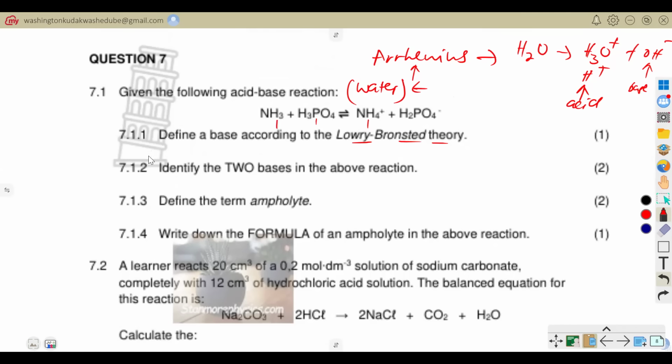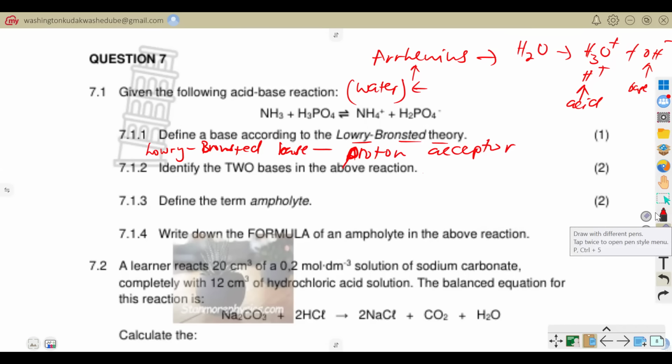So a Lowry-Bronsted base will be defined as a proton acceptor. So you define a base according to the Lowry-Bronsted theory by just saying that it is a proton acceptor. You would say that a Bronsted base, or else a base according to the Lowry-Bronsted theory, is a proton acceptor. Now they say identify the two bases in the above reaction.